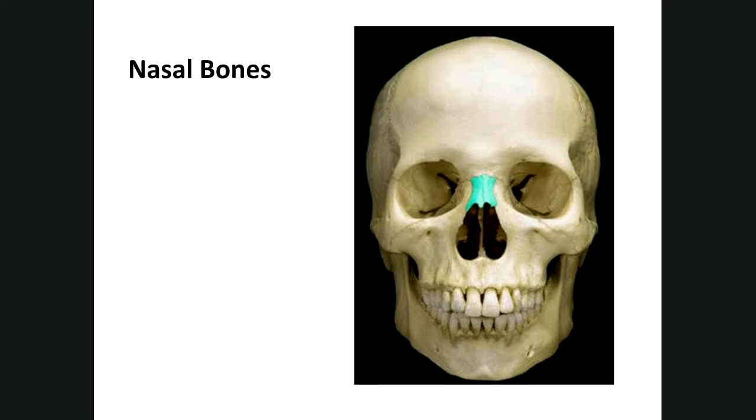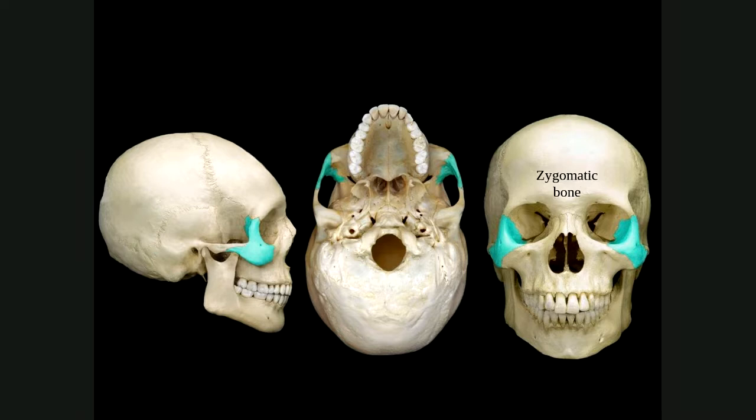Nasal bones, bridge of your nose, right above the opening to your nasal cavity. Zygomatic bone. Here are all the different views. Lateral view here, inferior view, and then a frontal view. So the zygomatic bone makes up the inferior two-thirds of the lateral margin of your orbit, or your eye socket.